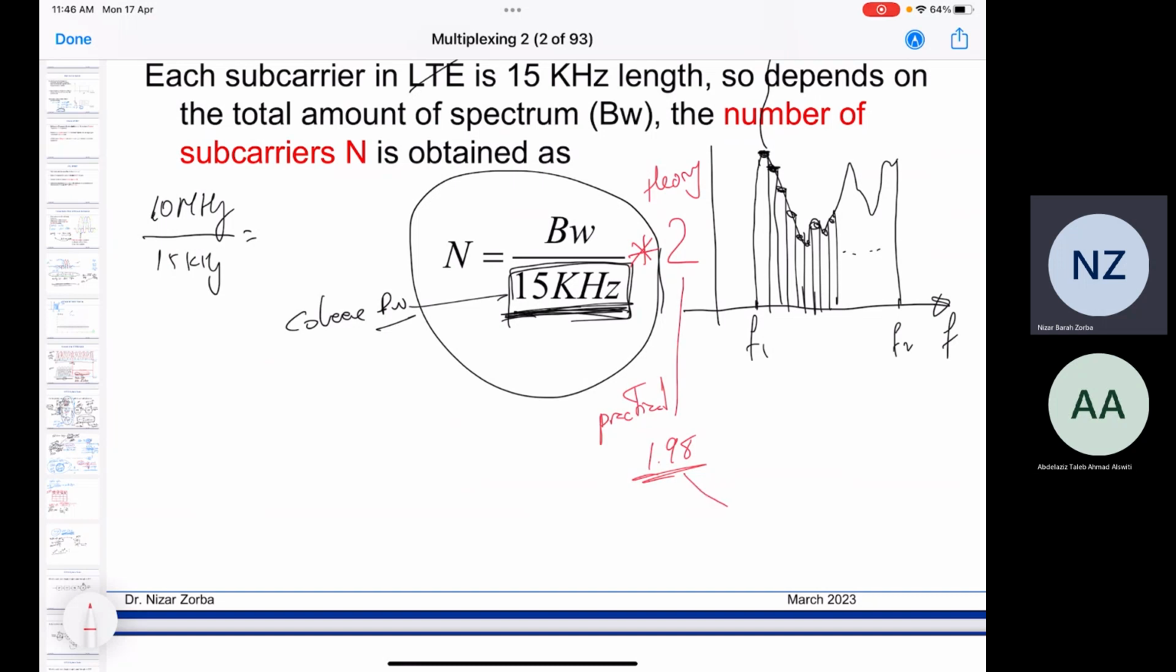This factor is called the OFDM expansion factor. Remember it whenever we design the whole network. After we finish all the parameters, we will take it into consideration. It's a must in OFDM. If it's not there, or if the value is 1, then it's not OFDM, it is FDM.